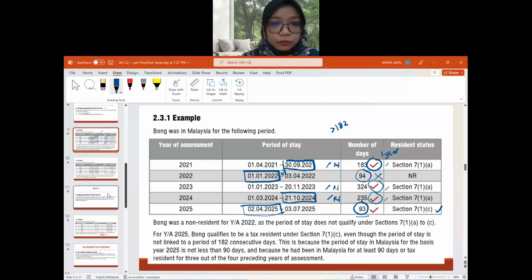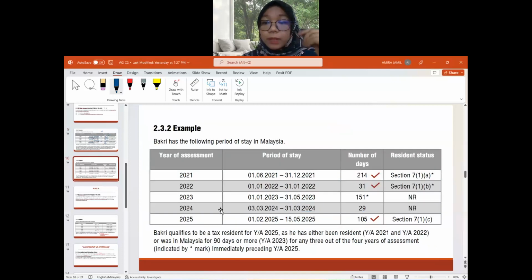There's another example for rule number 3 for Bakri. Okay, so this is the question. First, we have to look at rule number 1. Only this one is applicable for rule number 1. And then we look at rule number 2, less than 182 days, but immediately preceding. So for this one and this one, December and 1st January is immediately connected, immediately following, so it can be considered as rule number 2.